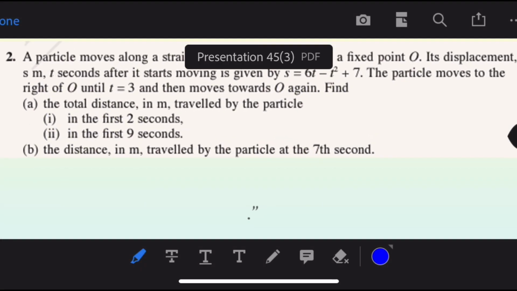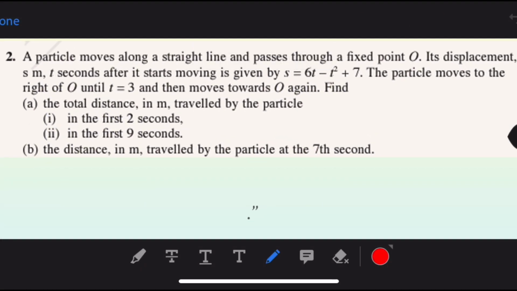Hello guys, let's discuss question number 2. A particle moves along a straight line and passes through a fixed point O. Its displacement s meter t seconds after it starts moving is given by the function s equal to 6t minus t squared plus 7. The particle moves to the right of O until t equal to 3 and then moves towards O again. So that means it changes direction. Find the total distance traveled by the particle in the first 2 seconds.